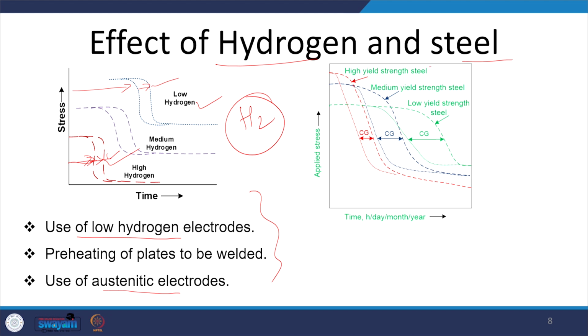On the other hand, when we work with high strength steels, for a given applied stress the cracks nucleate and propagation is completed, and fracture occurs quickly as compared to the case of low strength metals at a lower level of stress. That is what we can see. For moderate levels of stress, in the case of high strength steels, the fracture occurs much earlier as compared to low strength steels, and moderate for medium strength steels. This is what we can see here as far as the applied stress and time relationship is concerned.